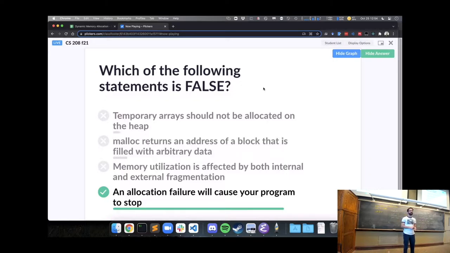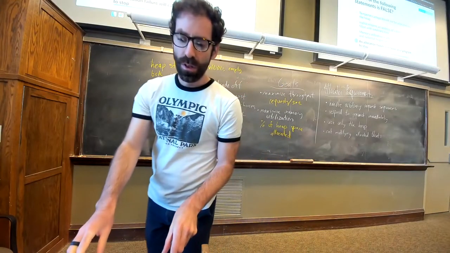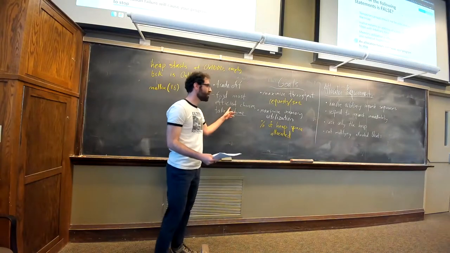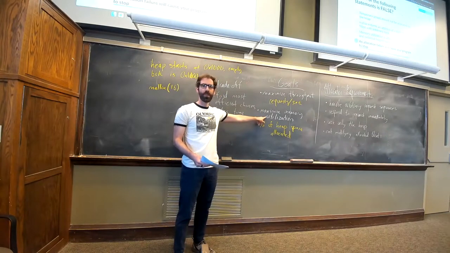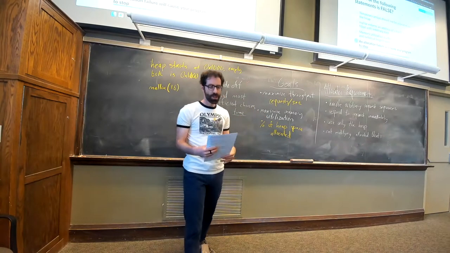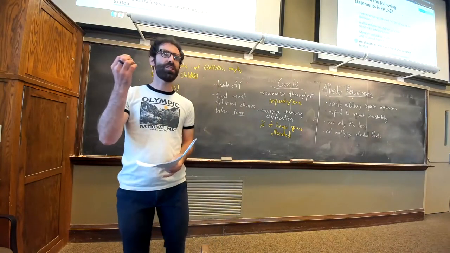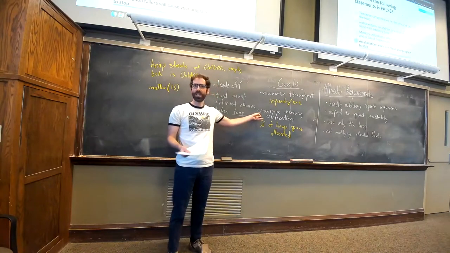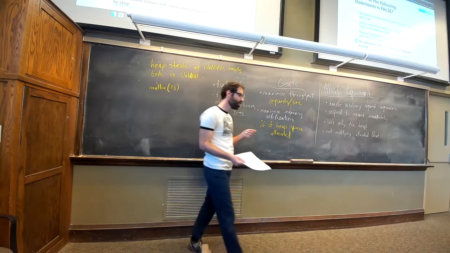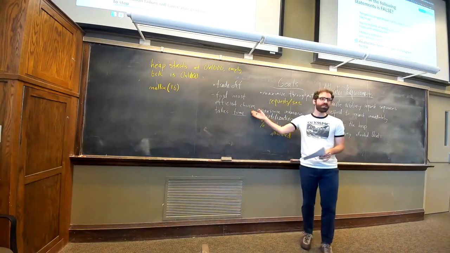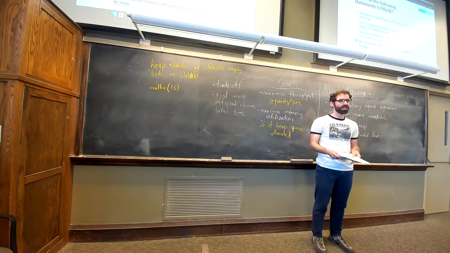So on the blackboard, it says find most efficient choices. How does a computer know what is the most efficient choice? We're efficient in terms of memory utilization, and the thing that makes us less efficient in using memory is fragmentation, either internal fragmentation or external fragmentation. So efficient choices would be those that reduce or minimize the amount of fragmentation.